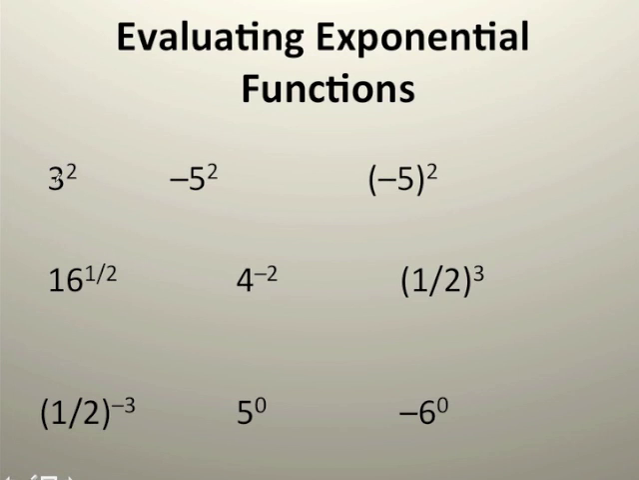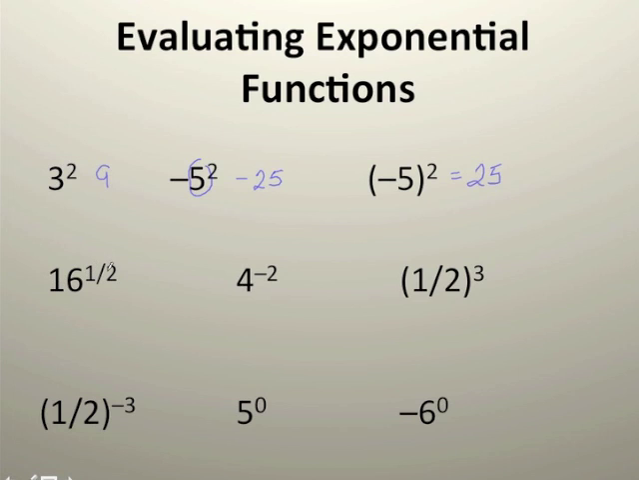Let's evaluate these functions. 3 squared is 9. Negative of 5 squared is negative 25. Only the 5 is squared here, and then I put the negative with it. This one I have parentheses, so it's the negative 5 that is squared, and negative 5 times negative 5 is 25.